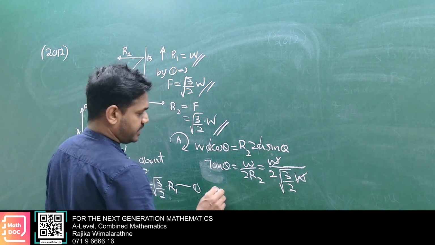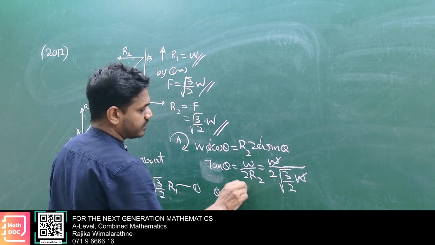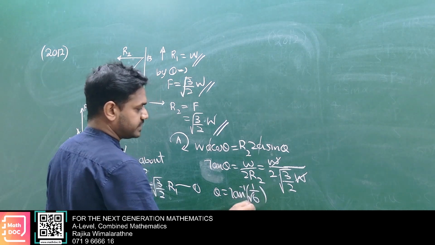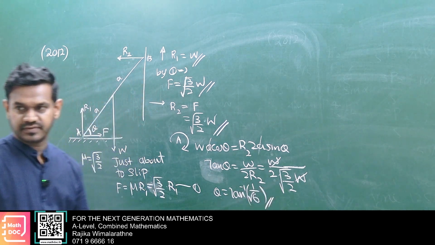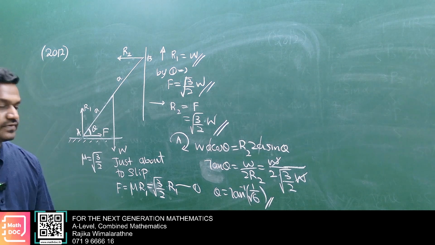Then theta is tan inverse 1 over root 6. Check the simplification. Tan inverse 1 over root 6.